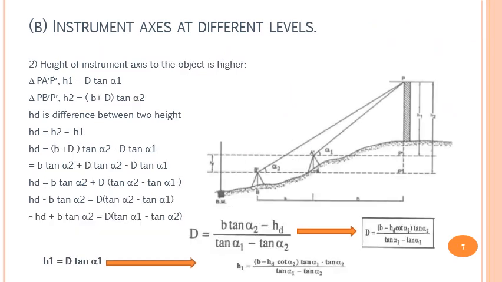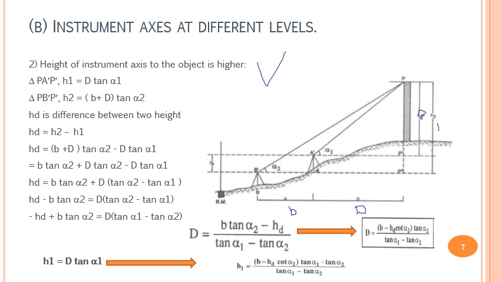Okay, now we move on to another type. Instrument axis at different level. Here the height of instrument axis to be observed is higher. Okay, then angle PA dash P dash, H is equal to D tan alpha 1. Okay, this is the H1, and here the B, here the D.